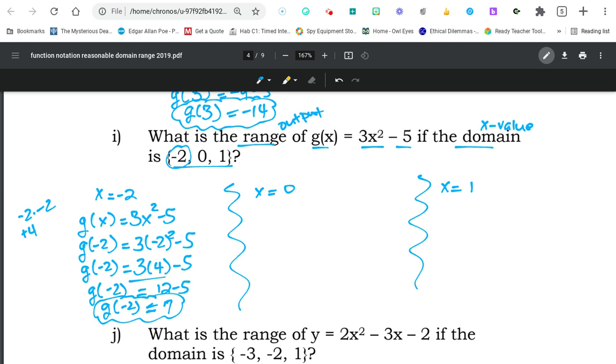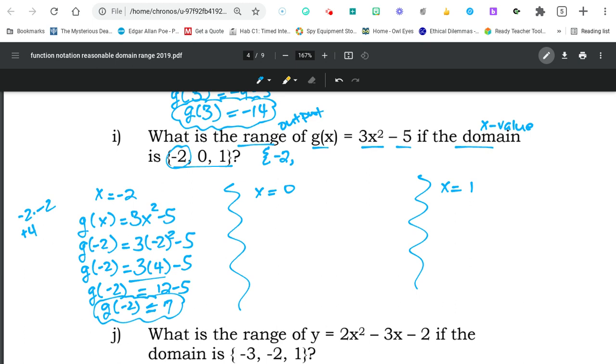So g of negative 2 is 7. Okay, so it says, what is your range? Since you got your domain in set notation, I'm going to put my range in set notation because I have more than one. So one range value is negative 2. Let's figure out the other two.